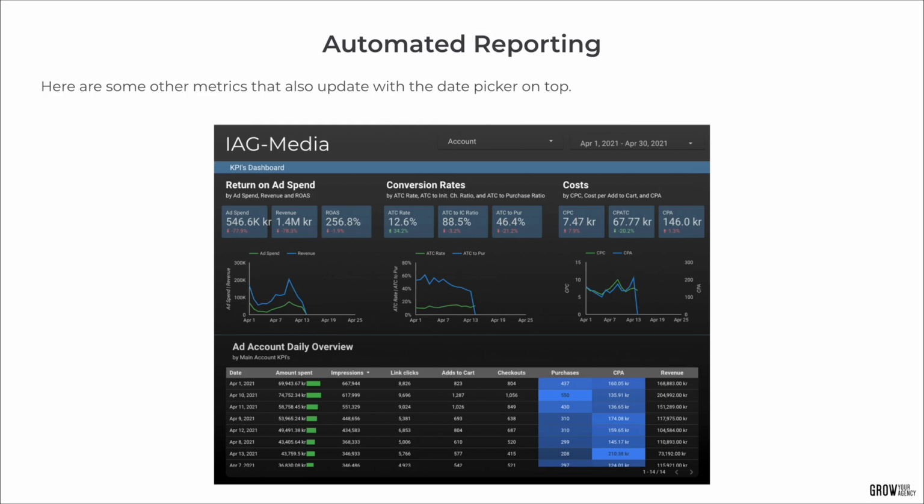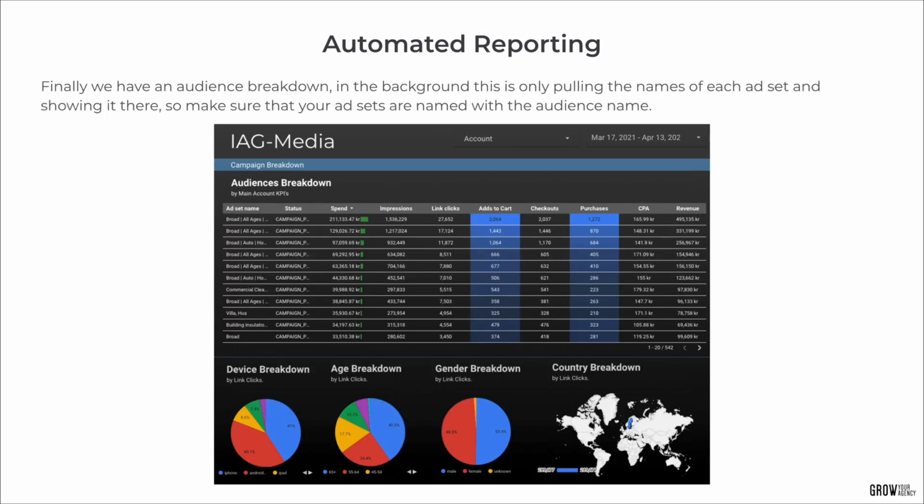If you click on a column, it will actually sort it for you from greatest to smallest, or vice versa if you want that. Finally, we have audience breakdown. Now in the background, this is only pulling the names of each ad set and showing it there. Make sure that your ad sets actually include the audience name, and this will be touched on a little bit more.